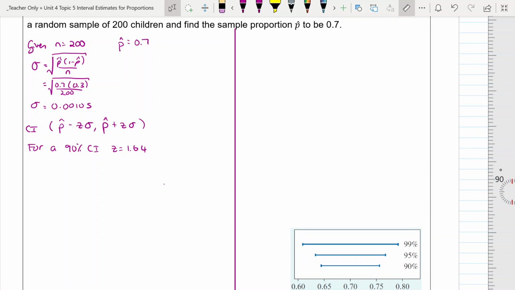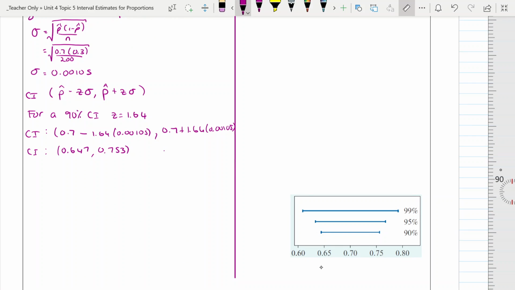So that means that my first confidence interval is going to be 0.7 minus 1.64 times 0.00105 to 0.7 plus 1.64 times 0.00105, and that gives me a confidence interval of 0.647 to 0.753.